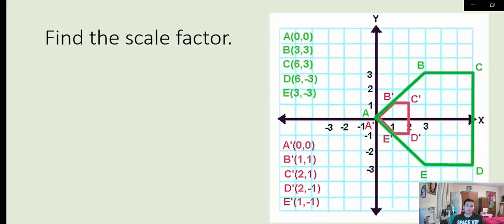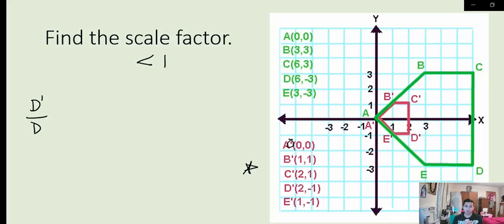All right, so find the scale factor. We have A, B, C, D, E, and then A prime, B prime, C prime, D prime, E prime. So your image now will be the red one because, as you can see, you have your A prime. And of course, it gets smaller. Therefore, the scale factor here will be less than 1.